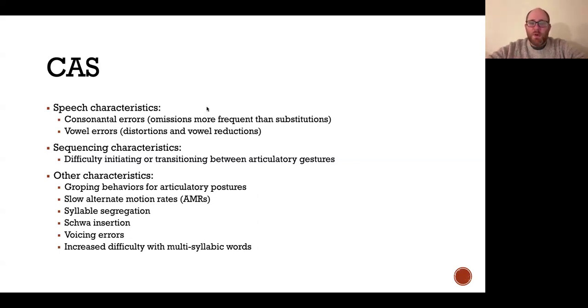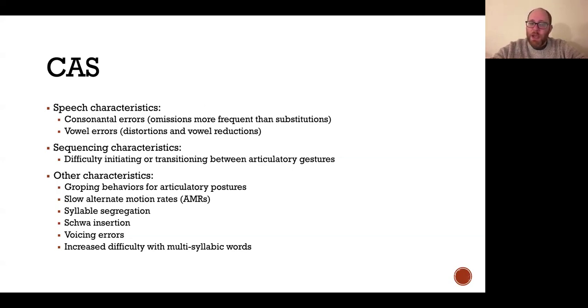Sequencing characteristics include difficulty initiating or transitioning between articulatory gestures. That sounds like what we were just talking about with acquired apraxia, where they may have difficulty going from not speaking to speaking with that initiating speech movement, or transitioning between sounds and syllables, syllables and words, words and phrases, words and sentences, etc. Other characteristics of CAS include coping behaviors. They have slower alternate motion rates, which we'll get into in a little bit.